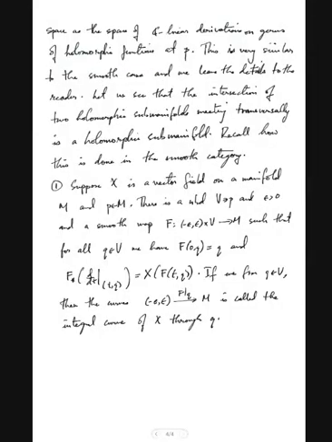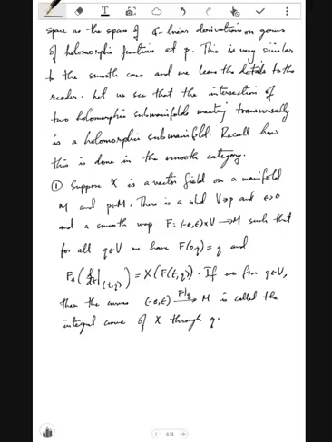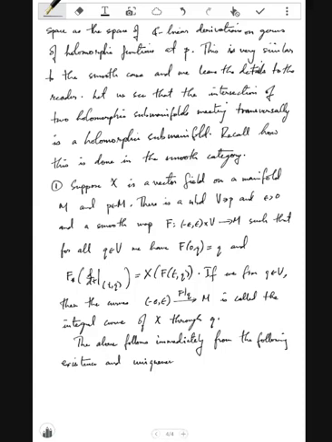So the above follows immediately from the following existence and uniqueness theorem in ODEs.